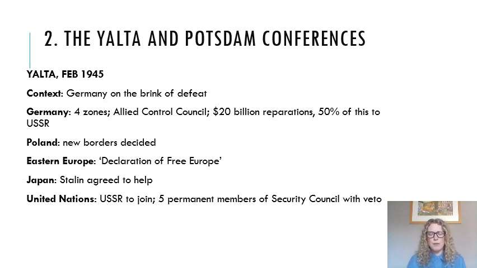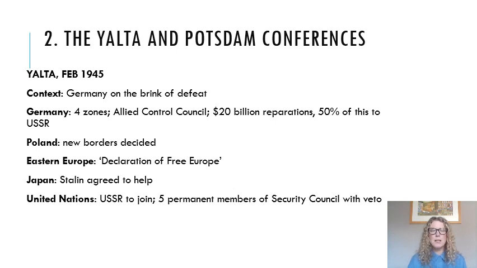So we'll have a look at Yalta first, and then we'll have a look at Potsdam and compare the same headings. So the context of Yalta in February 1945 was that Germany was on the brink of defeat. It hadn't actually quite been defeated yet. So in terms of Germany, obviously this is going to be a key concern of the Allies. What are they going to do about Germany once they have been defeated?